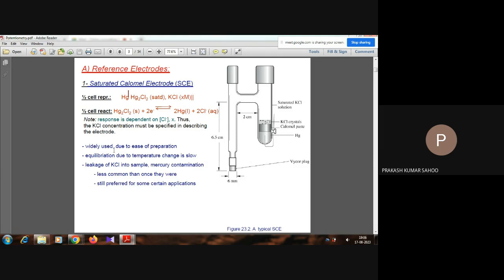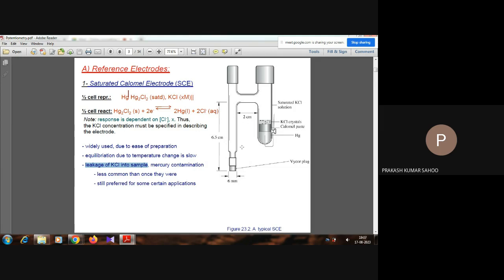It is widely used. Equilibration due to temperature change is slow. Leakage of KCl into the sample, and mercury contamination should be avoided. It is less common than it once was, but still preferred for certain applications. So these are the disadvantages of this reference electrode, that is leakage of potassium chloride into the sample. Just see this one.